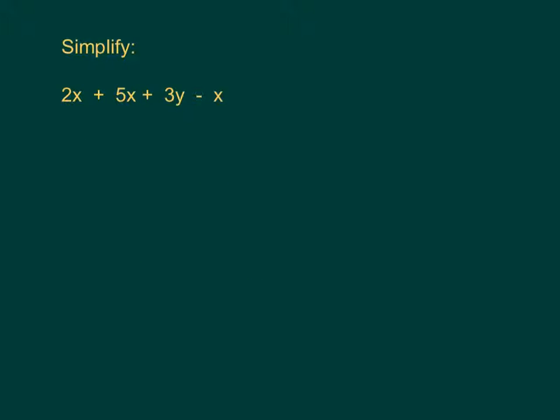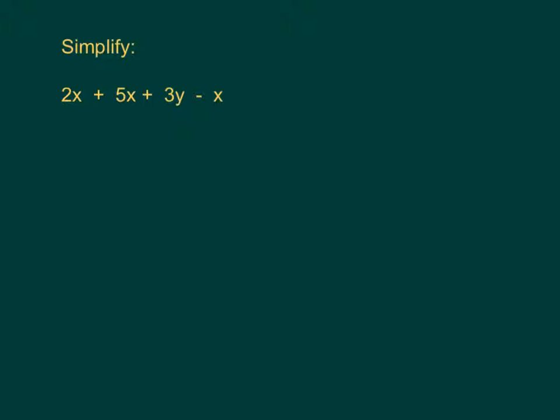In this question, we are asked to simplify 2x plus 5x plus 3y minus x. This means that we need to reduce the number of terms to as little as possible. We must remember that we can only add and subtract like terms. Let me show you why.